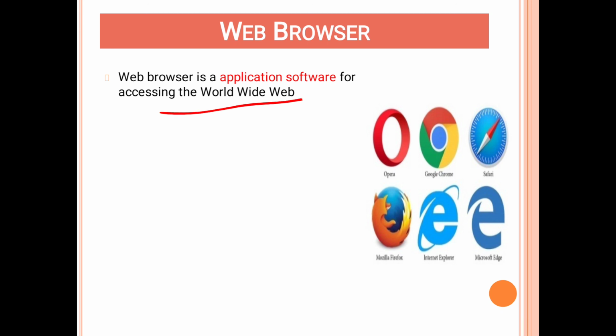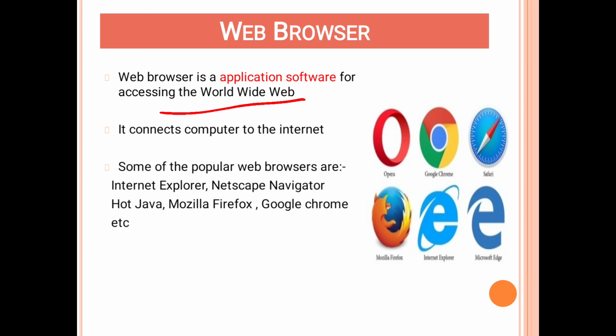To access the World Wide Web, that is, to access the internet, what are we going to use? We are going to use application software, and it connects the computer to the internet. So it is software which connects the computer to the internet. Some of the popular web browsers are Internet Explorer, Netscape Navigator, HotJava, Mozilla Firefox, Google Chrome, etc. All these images are also present.